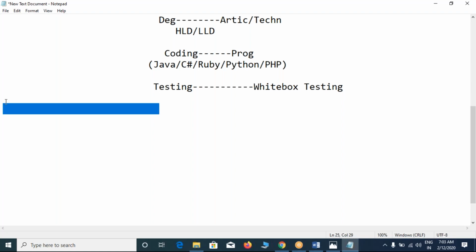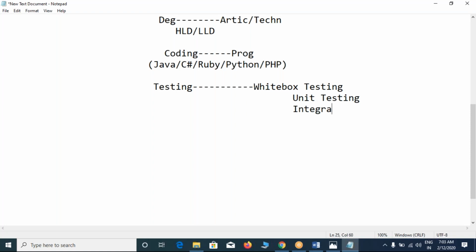With two levels, such as unit testing and integration testing. Once again, everyone look at my screen.